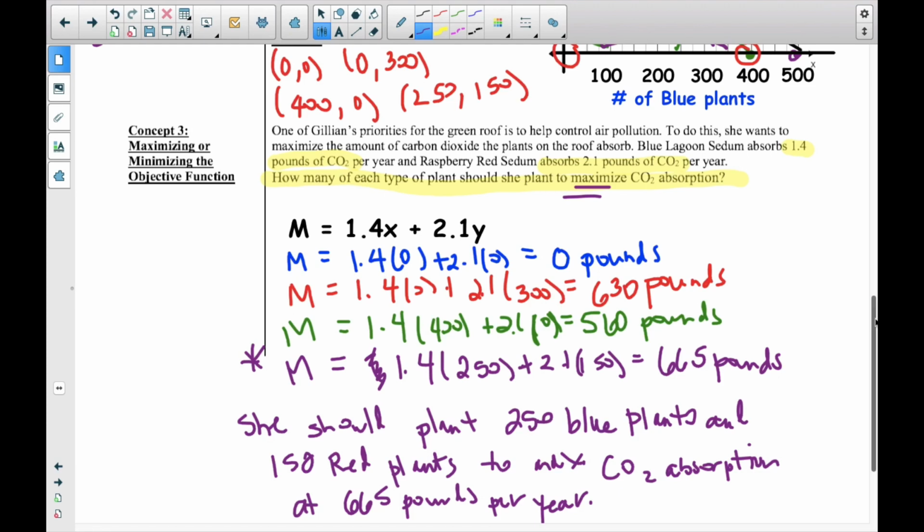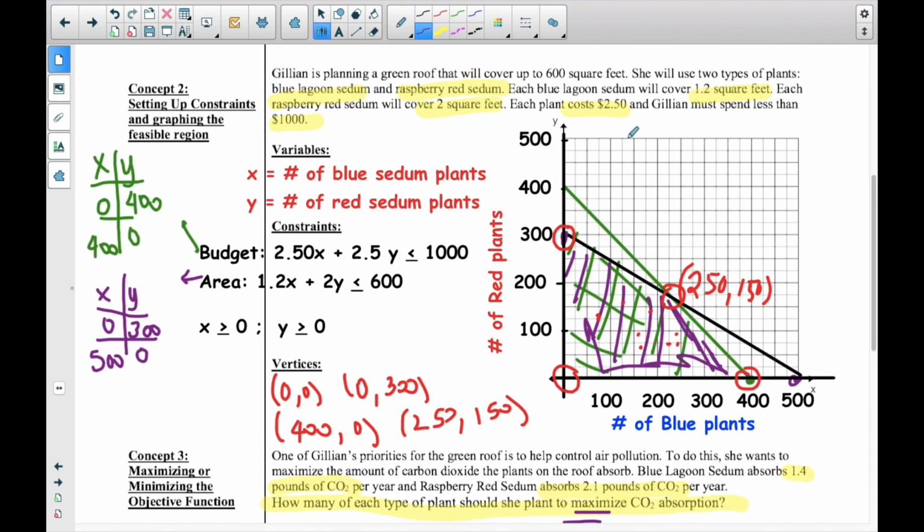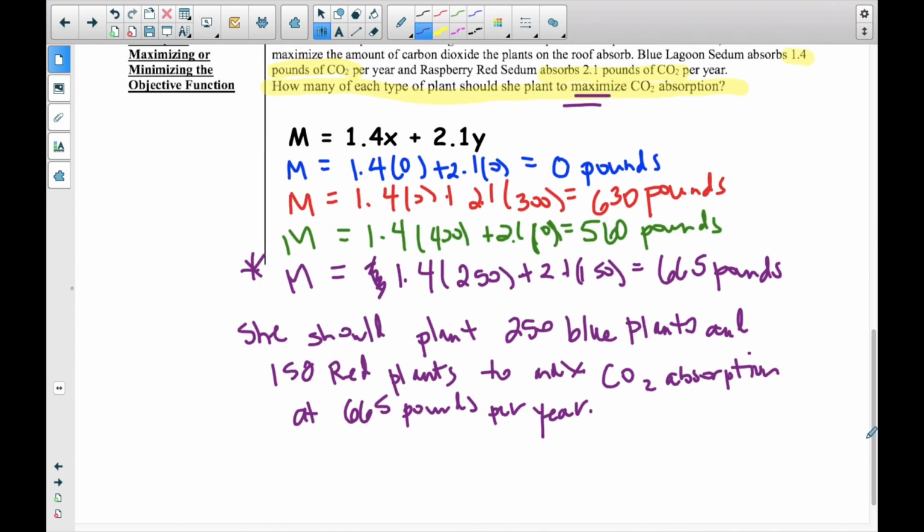But a big thing in this is showing our work. There will be a question like this in the final, and on the final I'm giving you points for, are you showing me all of your steps? So you have to define the variables, come up with your inequalities, your constraints, graph those constraints, come up with the vertices, plug them in, and find the maximum value or the minimum value, depending on the situation.